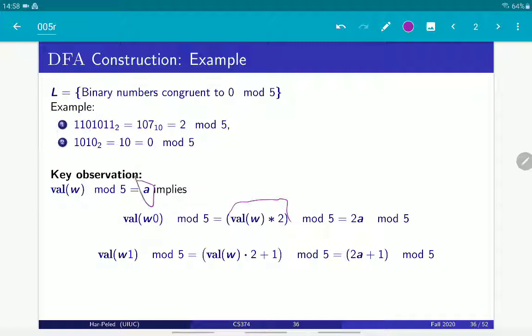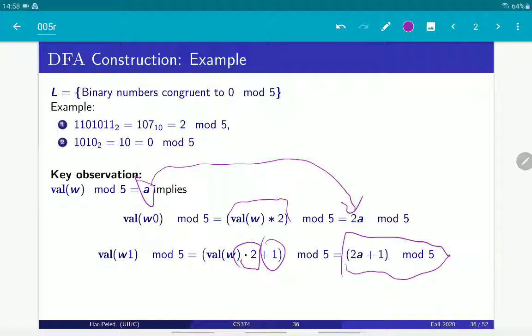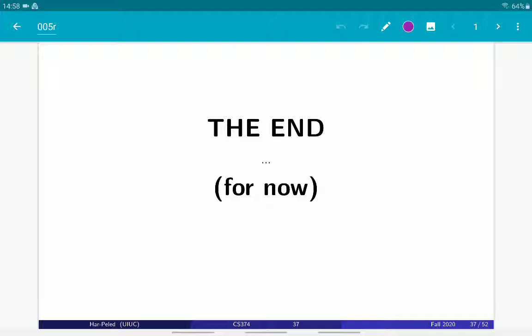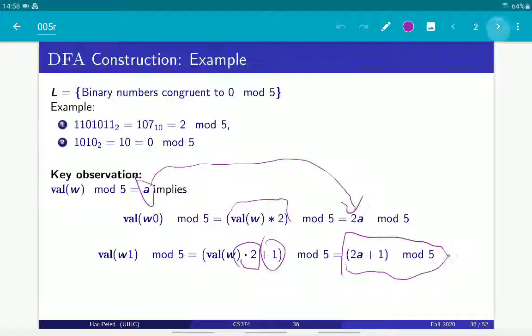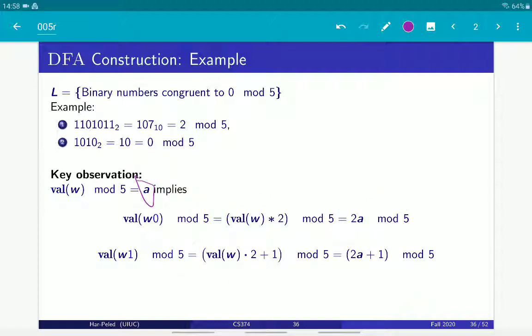If the current value of the modulo of the string W is A, this is really equivalent to computing 2A modulo 5. And similarly, if we append a 1, we are multiplying by 2 and adding 1. So really, we need to move from whatever the current modulo is to 2A plus 1 modulo 5. So this is not difficult. So let's do it. So how do we do it?